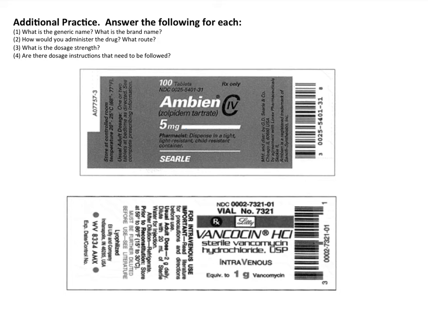So for both of these, the generic name and brand name, that's typically more straightforward, right? Here we're dealing with Ambien. That is the brand name, and usually in parentheses or right below it, the zolpidem tartrate, this is going to be the generic name.